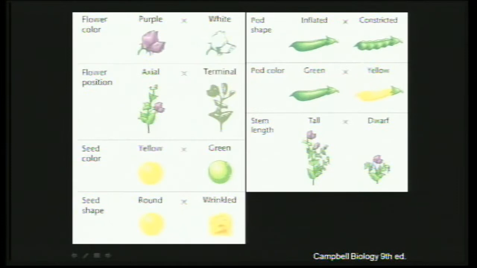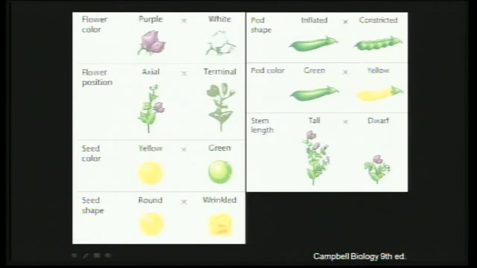For example, flower color. It was totally clear that some pea plants were bearing purple flowers and some pea plants were bearing white flowers. Then the position of the flowers. Some pea plants had clearly axial flowers, that means not at the tip, and some had terminal flowers. Then the seed color. Some of the pea plants had yellow seeds and others had green. Similarly, he also found contrasting characters in the seed shape, the pod shape, the pod color, and the stem length, that is how tall or how short the plant is.